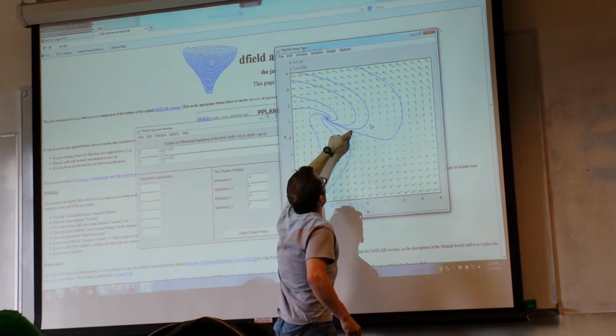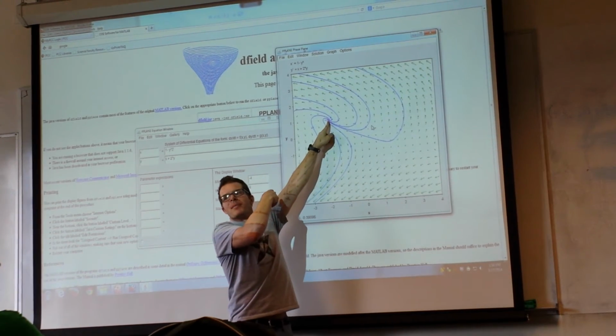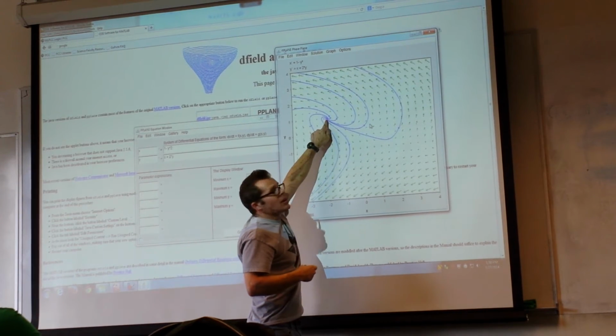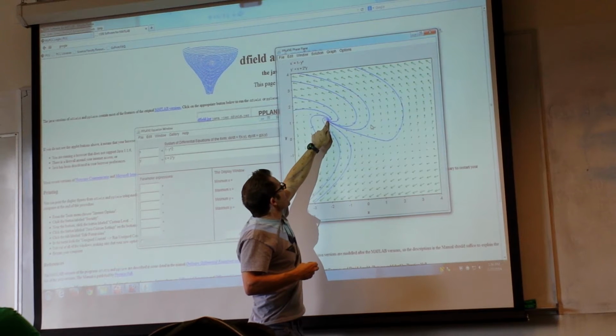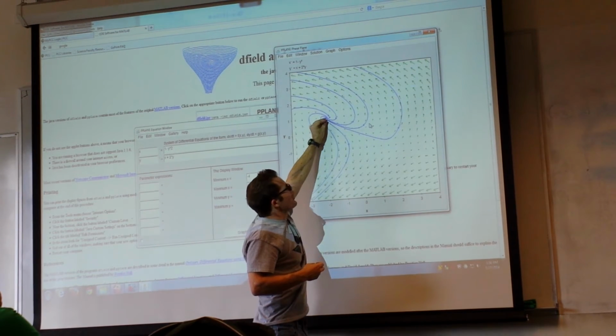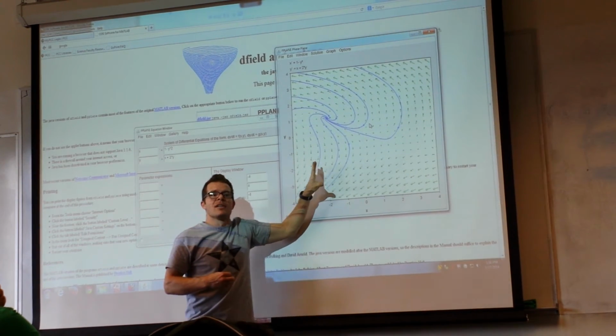So why does it trace back towards it? It doesn't. All the vector quantities are pointing outward from it. So this is one of our critical points. It's like a black hole, except it's in reverse. It's not sucking everything in towards it, it's spitting everything out.